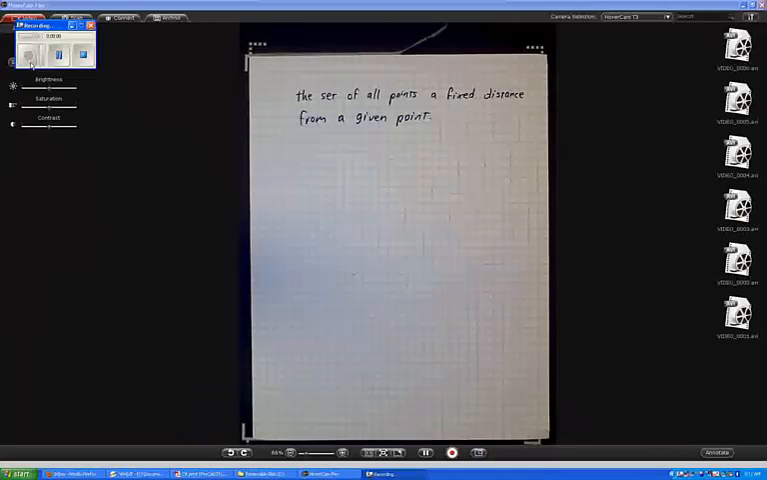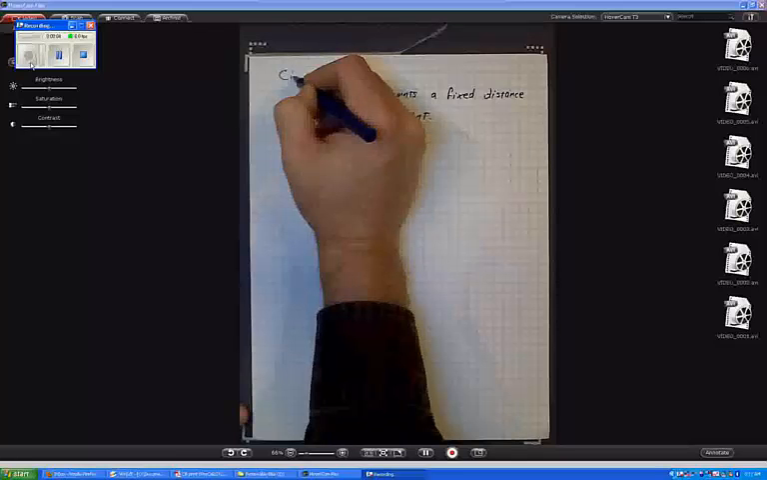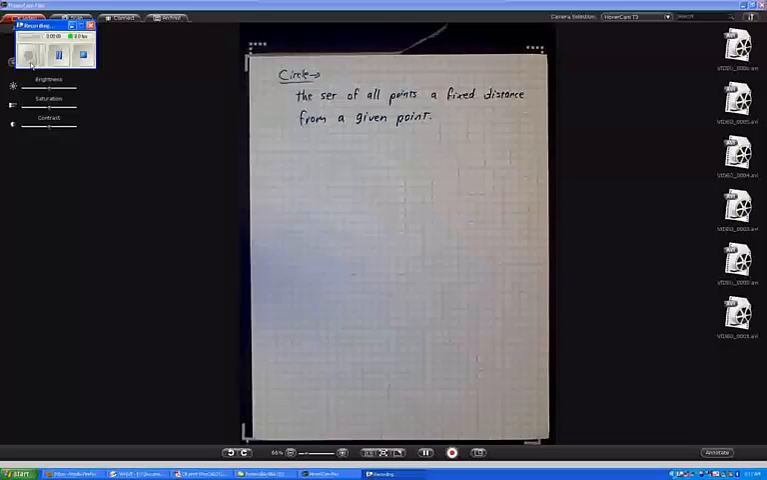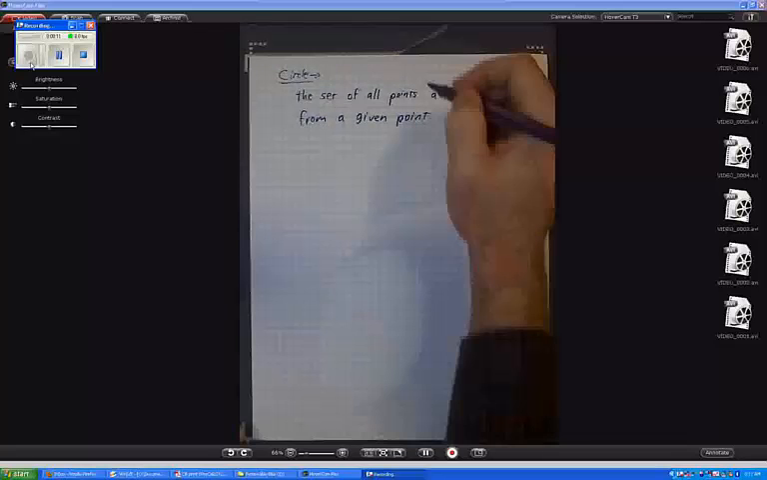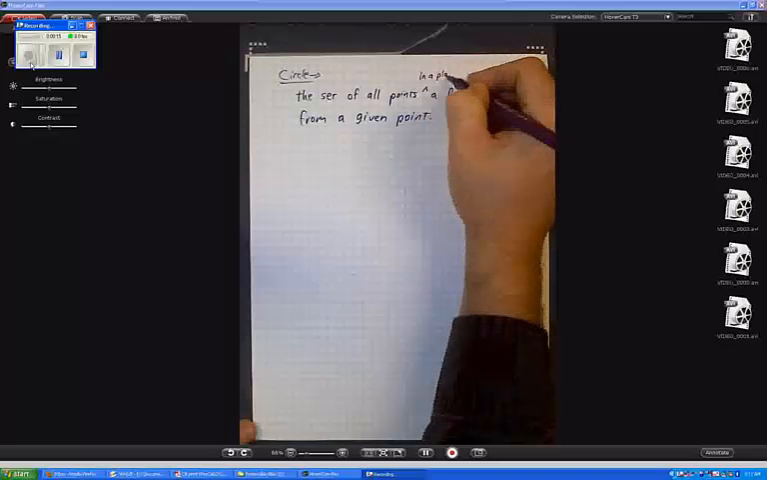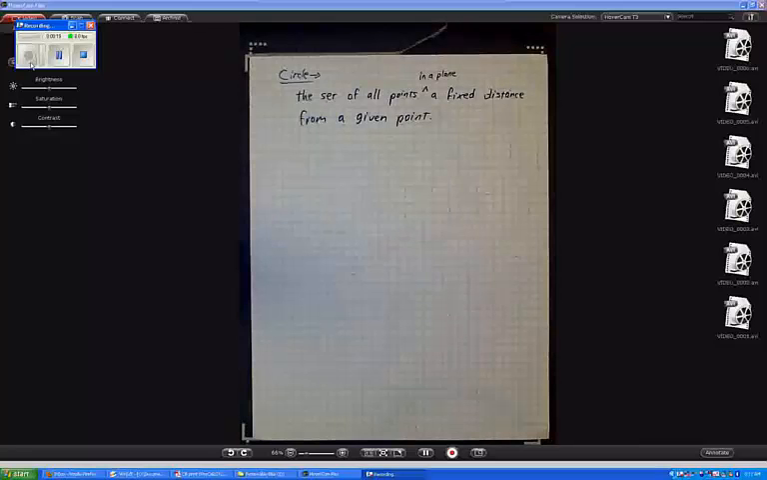Because if I want to call this definition the definition of circle, I think I need to modify it a little bit. So how about I do this? I say the set of all points in a plane. Why do I need to say that? And do you know what I mean by that?